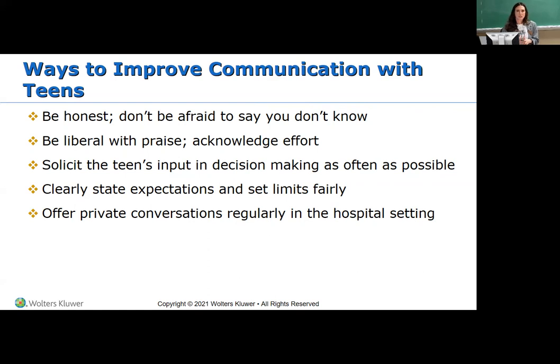We always want to do that praise. We want to make sure that we're always giving them praise. We're boosting up that self-confidence.